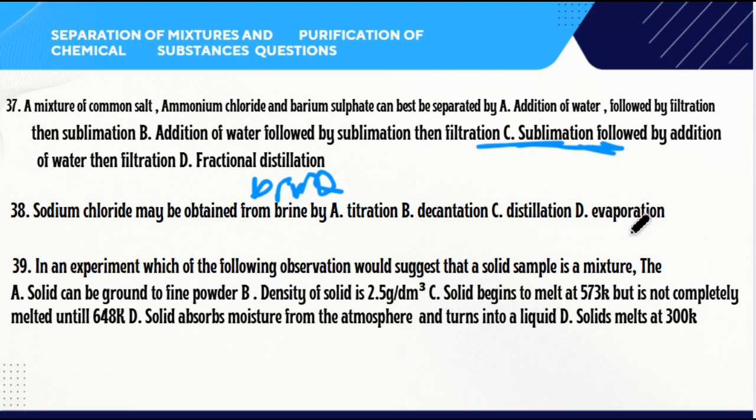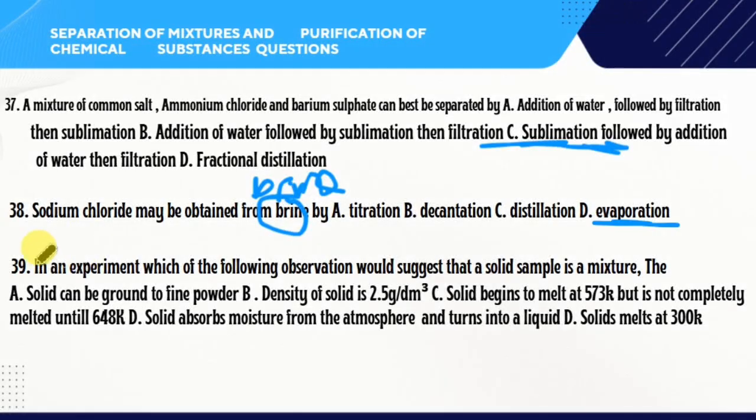If you heat the solution to dryness, you are going to get back the sodium chloride. Brine is just addition of water to sodium chloride. If you dissolve sodium chloride in water, you are going to get brine. This question is saying that in an experiment, which of the following observations will suggest that the solid is a mixture?